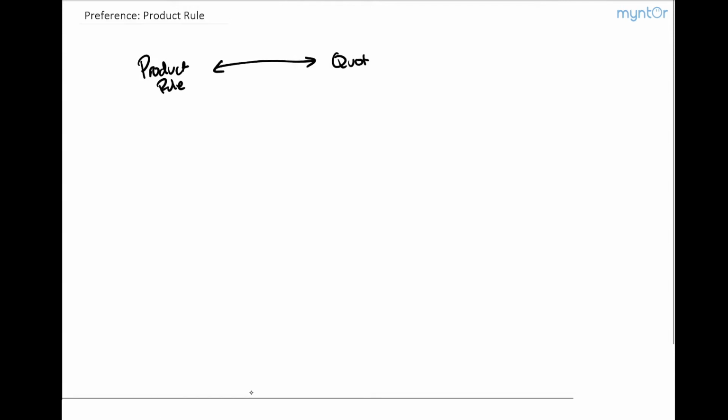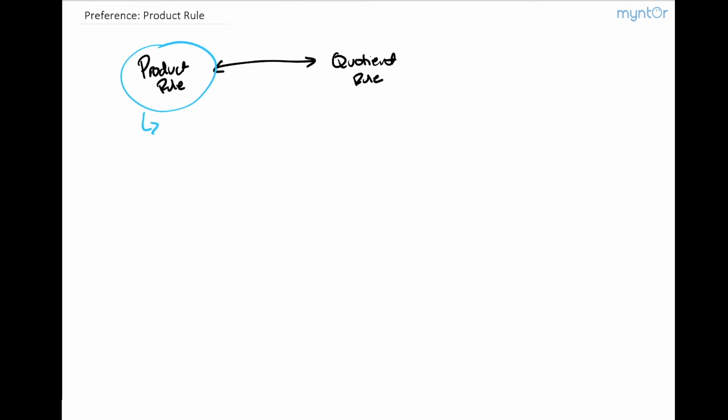So oftentimes you can choose between using the product rule or the quotient rule to take the derivative of something. I typically prefer to use the product rule because it's simply easier to remember.